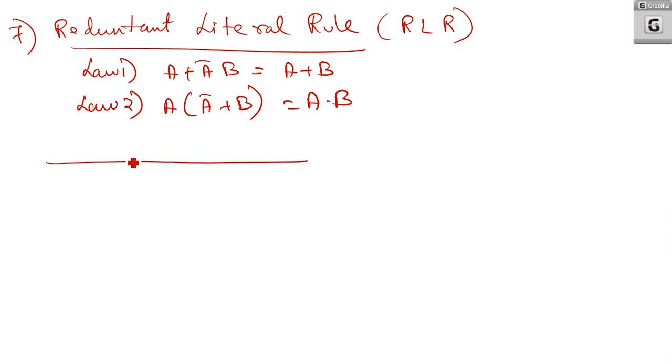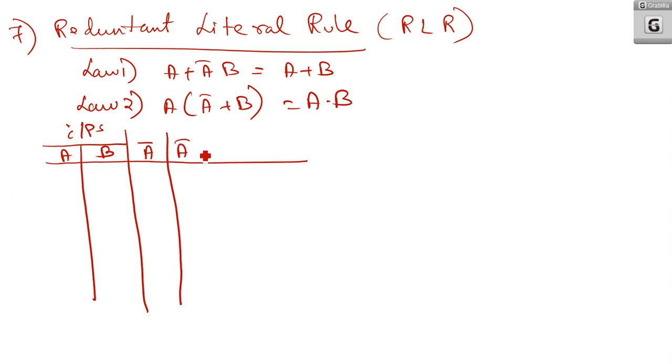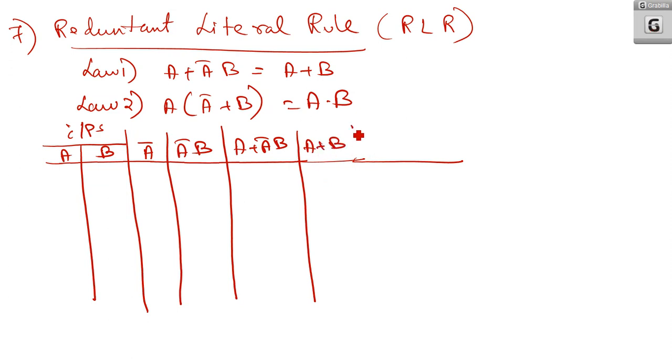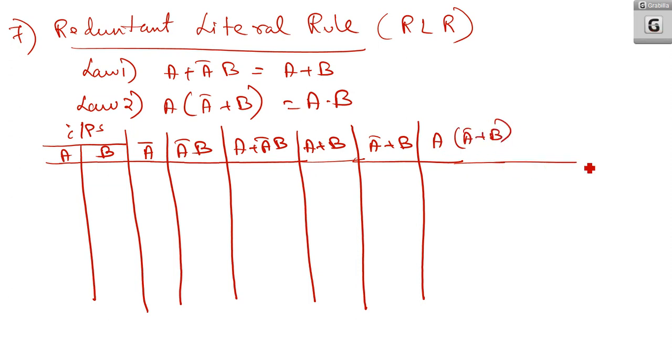So I will have inputs. There are only two inputs, A and B. Then I will have A bar, then A bar B. Then I have A or A bar B, then A or B. Then I have A bar or B, then A and A bar or B. And the last term is A and B. I'll write everything in a single truth table, which will be easy for you.